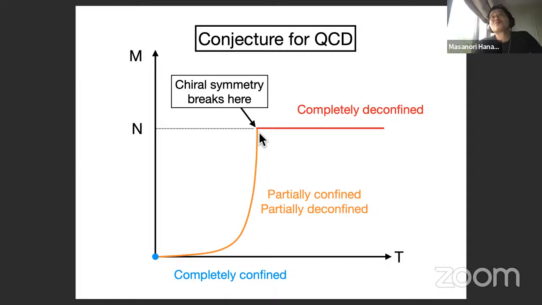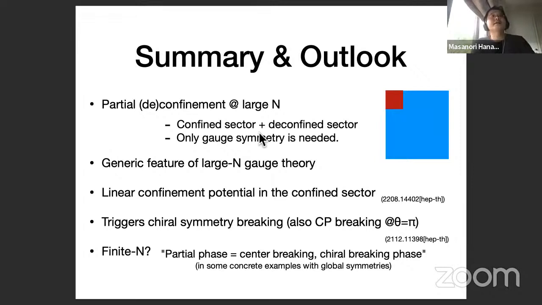Okay, so this is my last slide. We argue that partial confinement or partial deconfinement takes place at large N. So this kind of structure appears. The confined sector and the deconfined sector coexist in the space of color. And to characterize it, we used only gauge symmetry. So we don't need chiral symmetry, we don't need center symmetry.